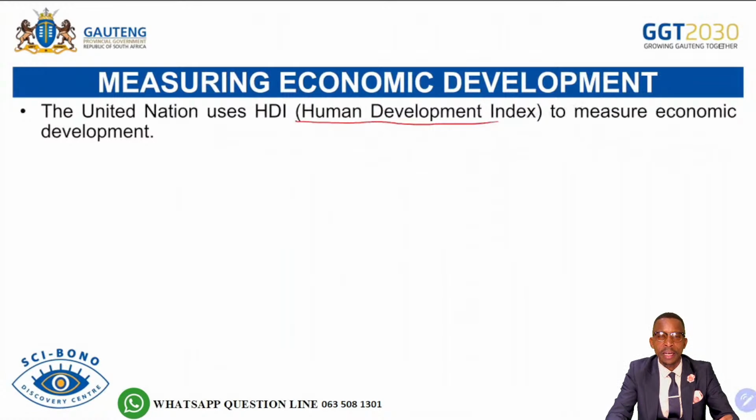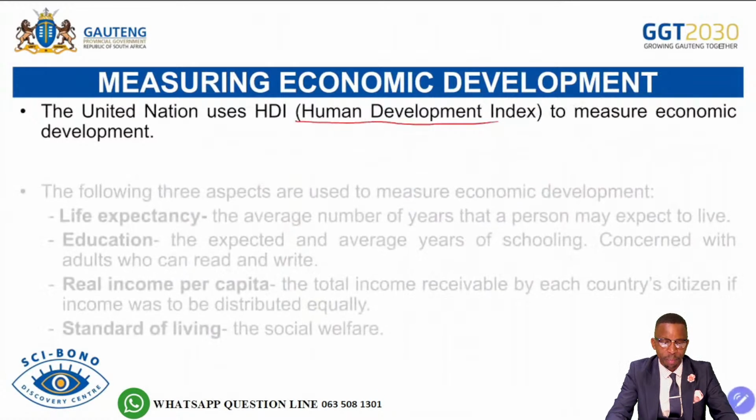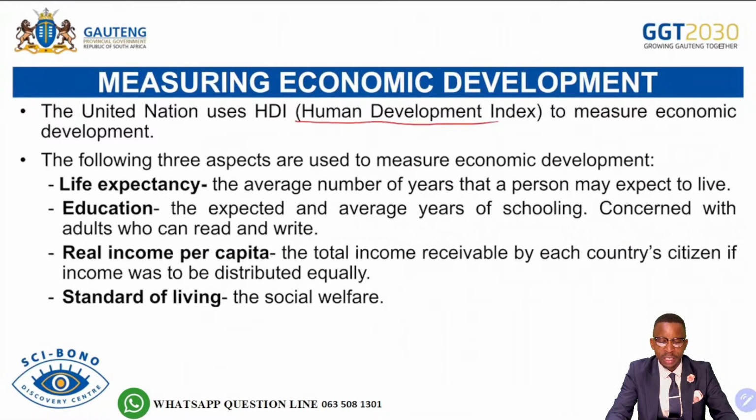So South Africa complies with the international benchmark by providing its indicators to the United Nations and other international organizations, so that the country can easily be compared to other world countries in terms of growth and development, or in terms of economy and welfare. The following three aspects are used to measure economic development. Actually, we have four of them.